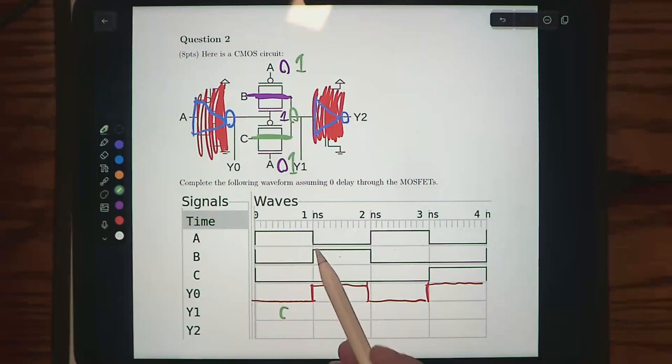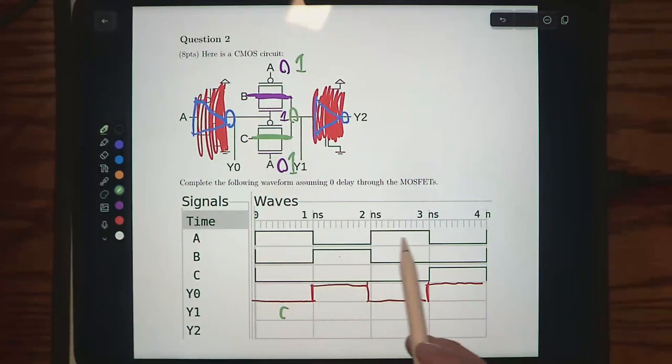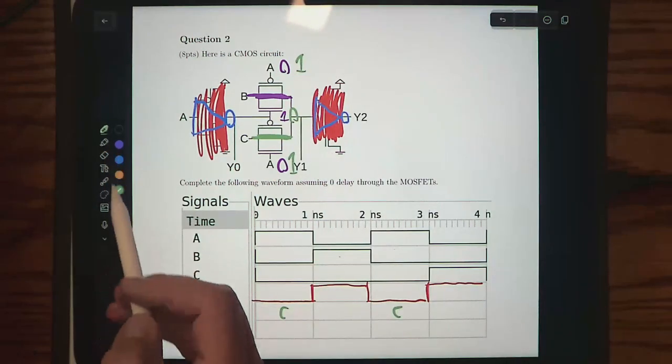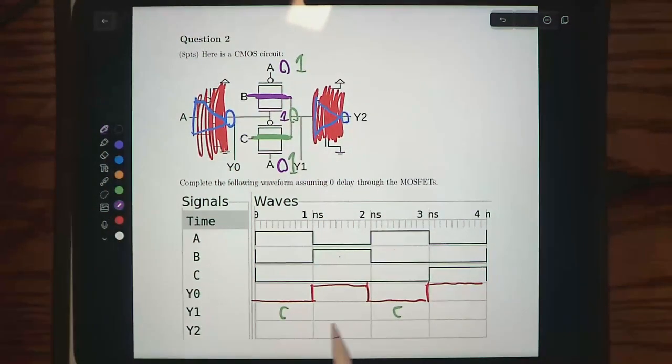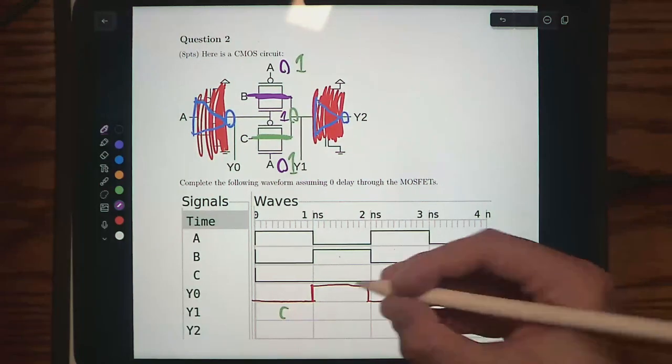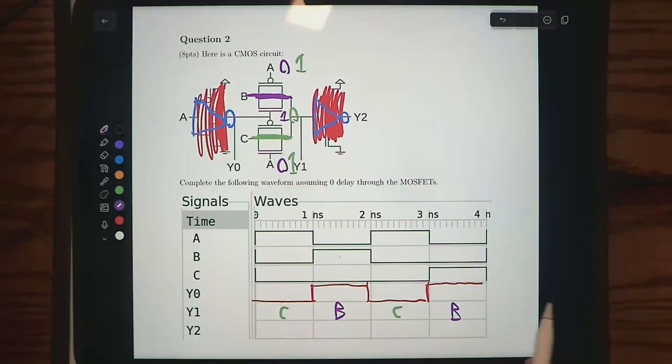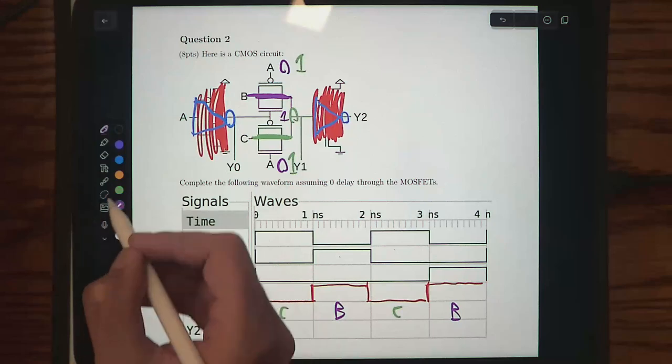So for every time that A is equal to 1, we're going to have C. Otherwise, we are going to have what value? B, yeah, okay. There we go. So this is how I thought about it. Then we can just look at the value of C and B at each one of these steps, and we can just draw that out.